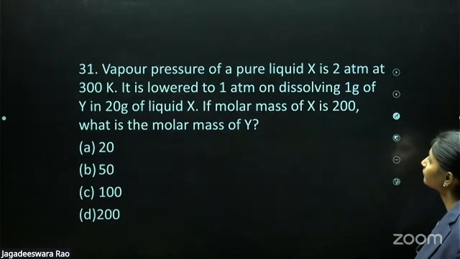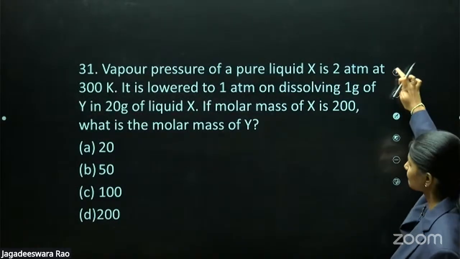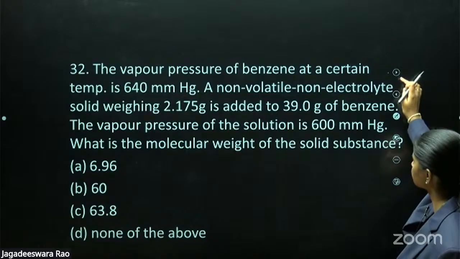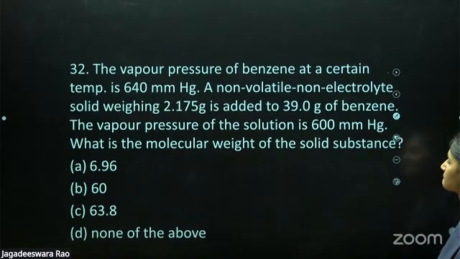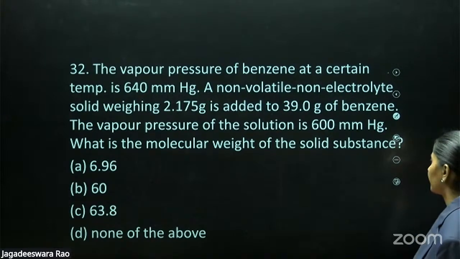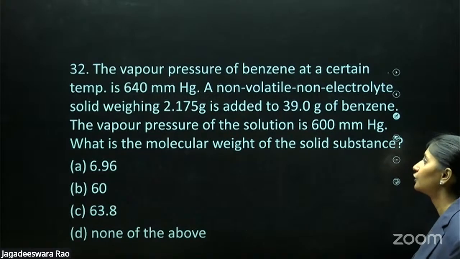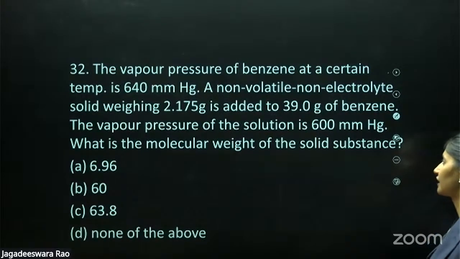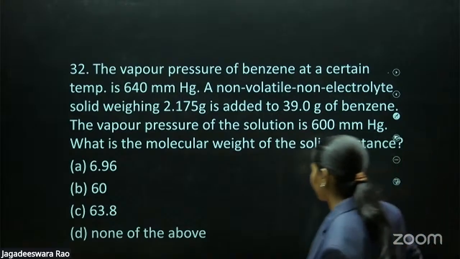Next one. Yeah, we did this. This question: the vapor pressure of benzene at a certain temperature is 640 millimeter of mercury. Then you're adding a non-volatile, non-electrolyte solid weighing 2.157 gram to 39 gram of benzene. The vapor pressure of the solution becomes 600. Now they're asking what is the molecular weight of the solid substance, same as the previous question.